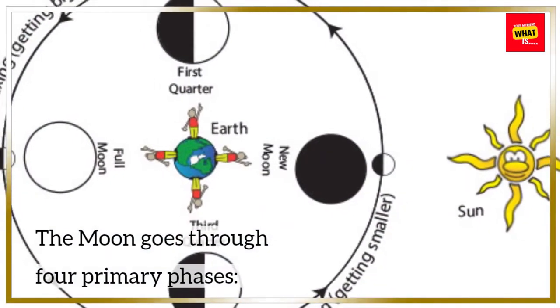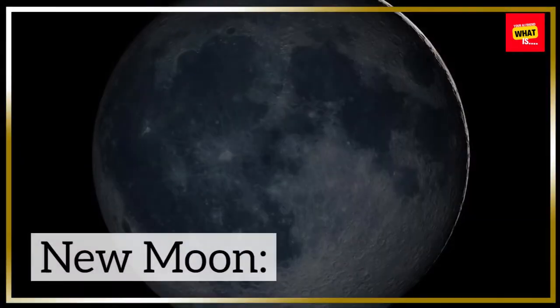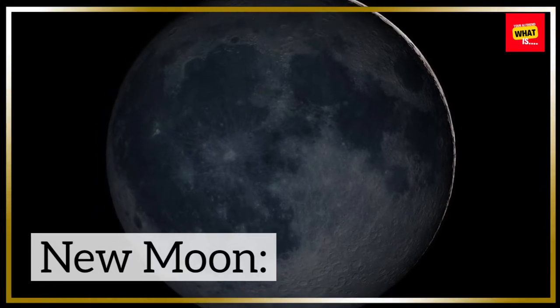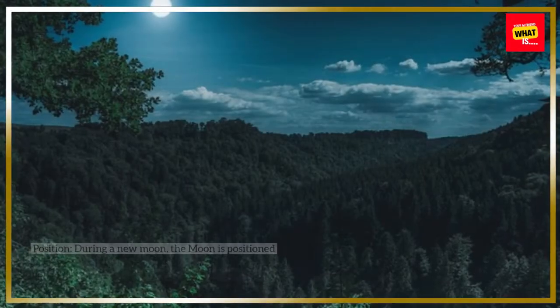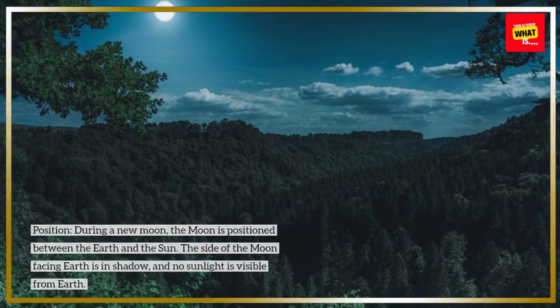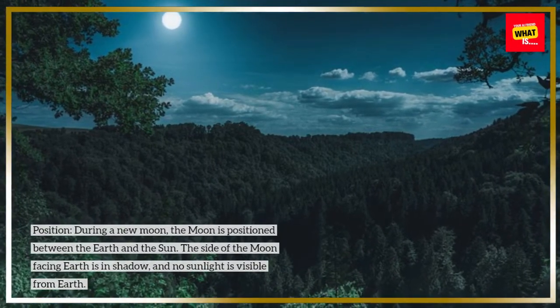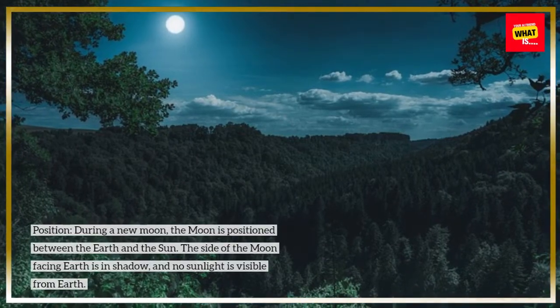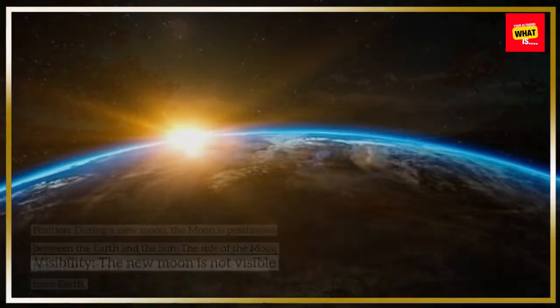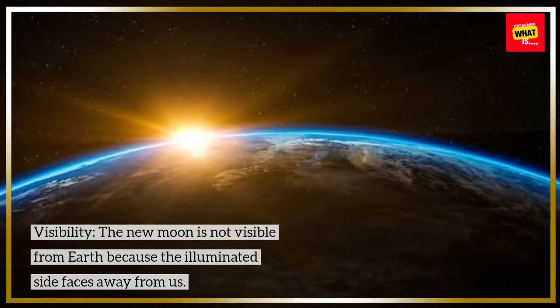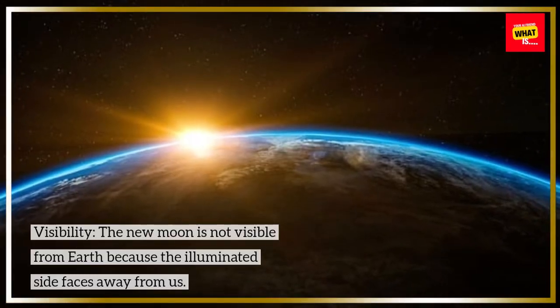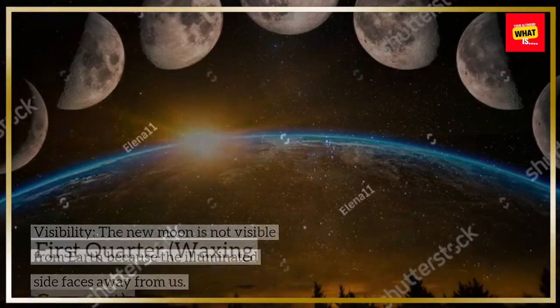The moon goes through 4 primary phases. New moon. Position. During a new moon, the moon is positioned between the Earth and the sun. The side of the moon facing Earth is in shadow, and no sunlight is visible from Earth. Visibility. The new moon is not visible from Earth because the illuminated side faces away from us.